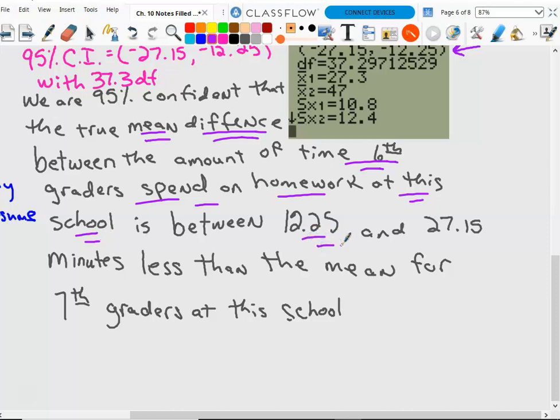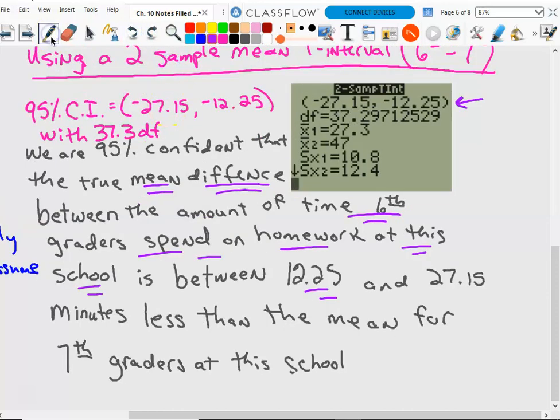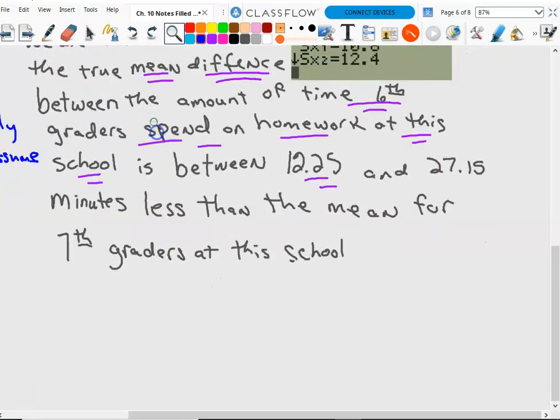Whoa, where'd your negative go? I need to know, as a smart lad, that all this negative means is less than. So I said it's between 12.25 and 27.15 minutes, units, less than. There's the negative right there.